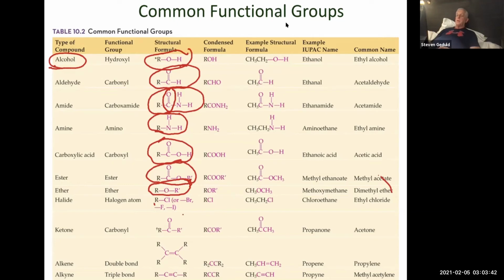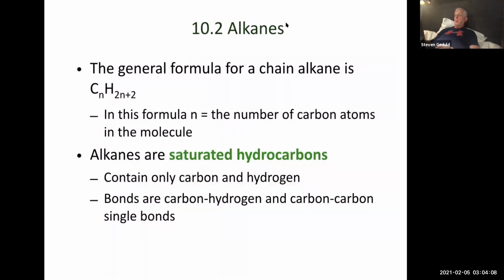A ketone is an R group attached to what's called a carbonyl group, C double bond O, and then another R group. Alkenes are your double bonds. Alkynes are your triple bonds. Alkane is single bond, alkene is double bond, alkyne is triple bond. Those are your functional groups. So that's in your text, and we'll be going through each one of those in great detail.